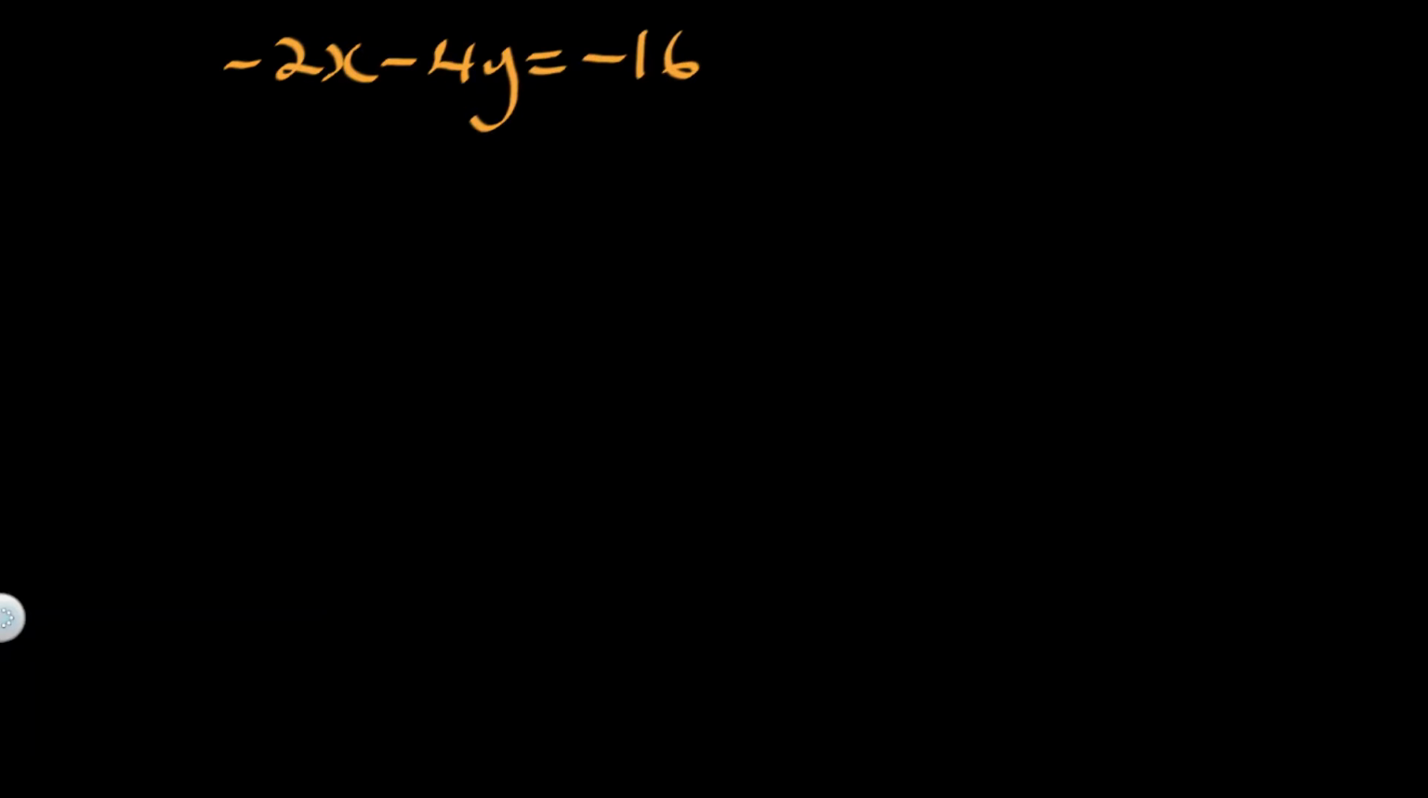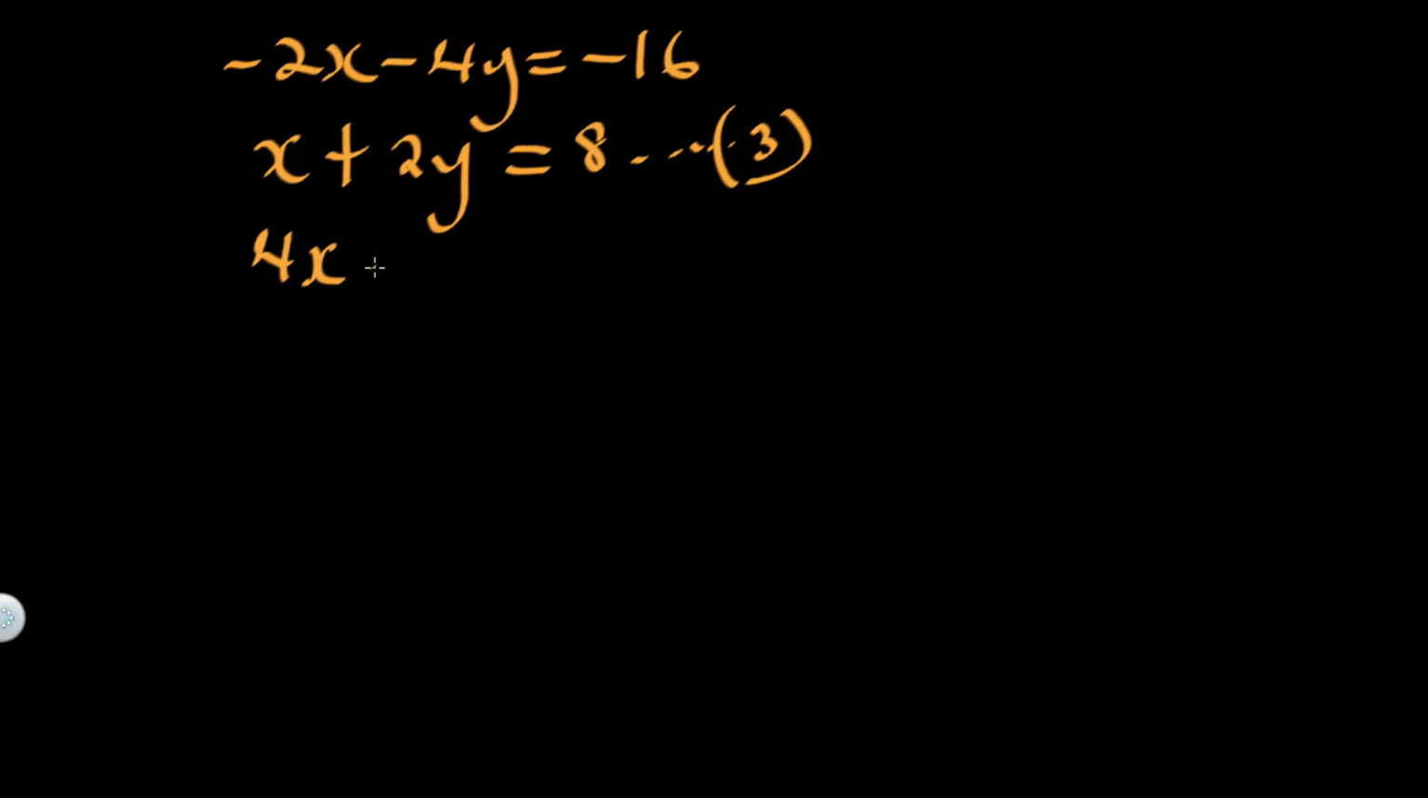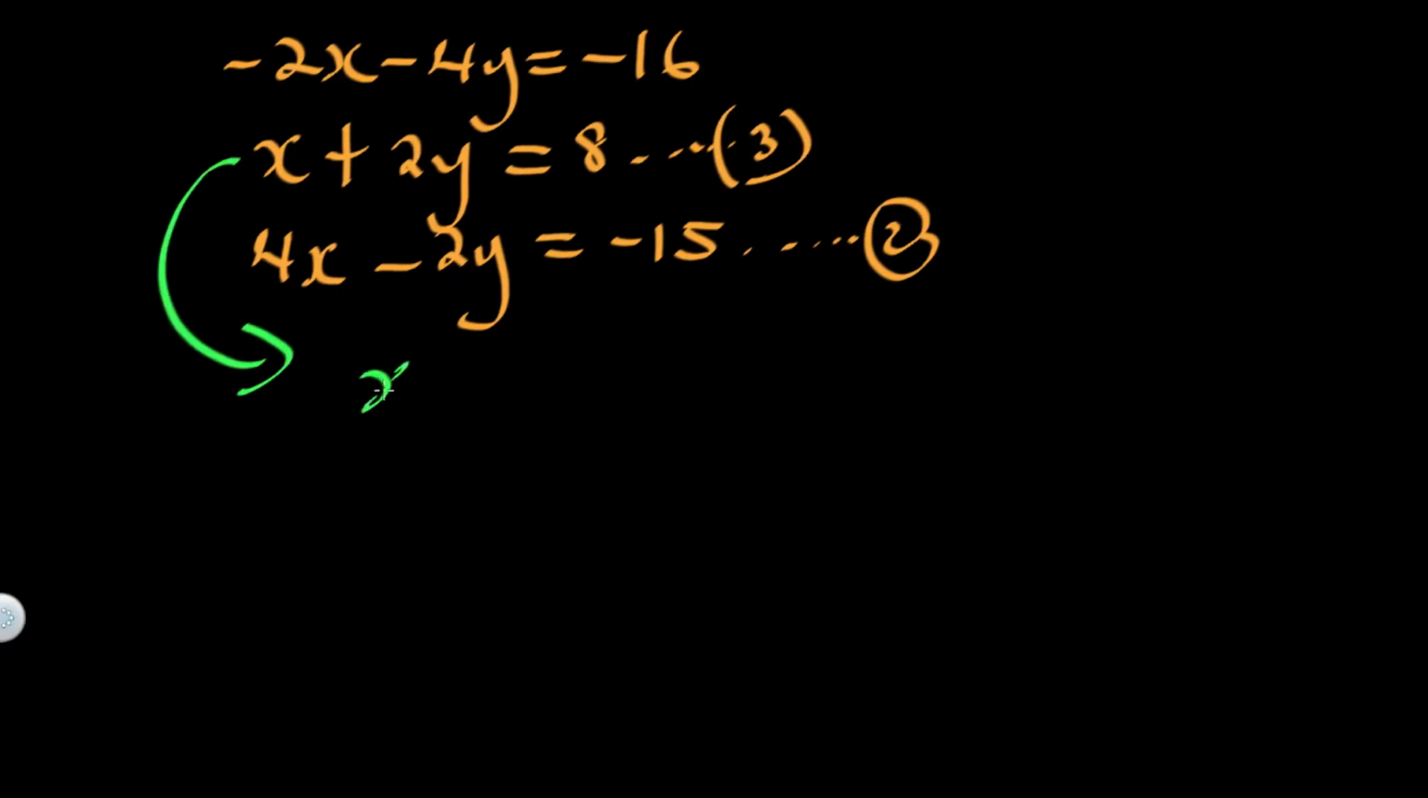I can divide throughout here by minus 2. If you divide by minus 2 throughout, you're going to get x plus 2y equals 8. Let's call this equation 3. Then I have my equation 2, which was 4x minus 2y equals minus 15. From equation 3, I can solve for x. From equation 3 here, I can conclude that x is equal to 8 minus 2y. Let us call this equation 4.